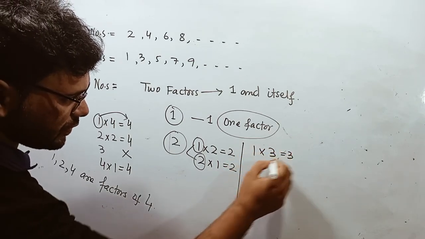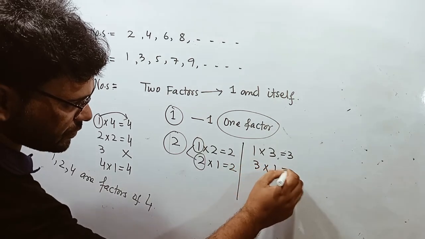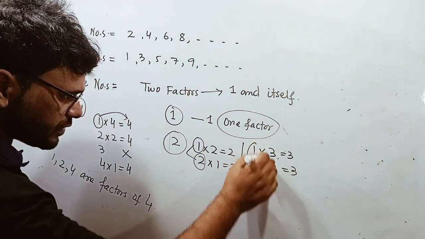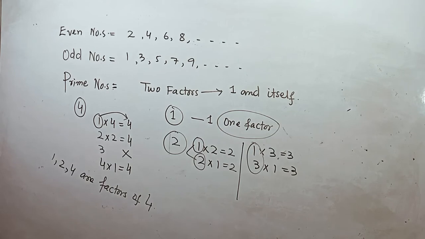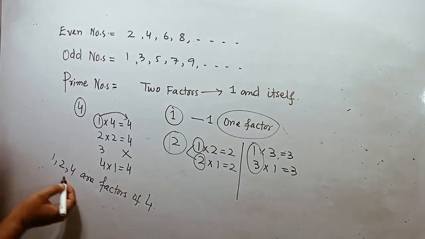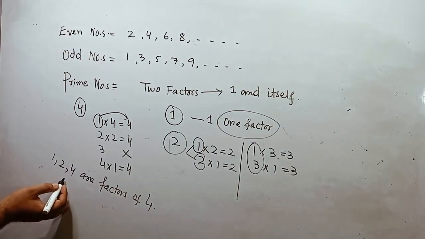3 1s are 3, 3 1s are 3. There are only 2 factors, 1 and itself. Now I will take the 4. You can see here there are 3 factors.